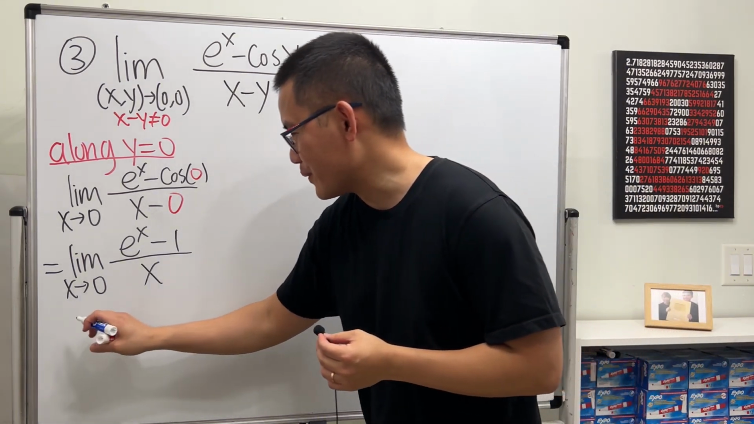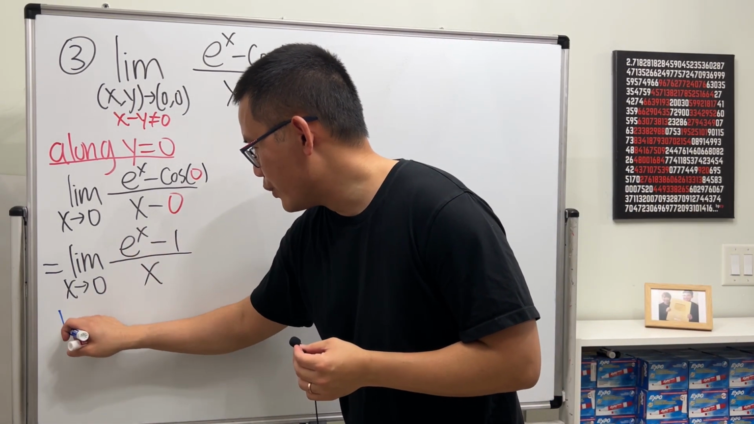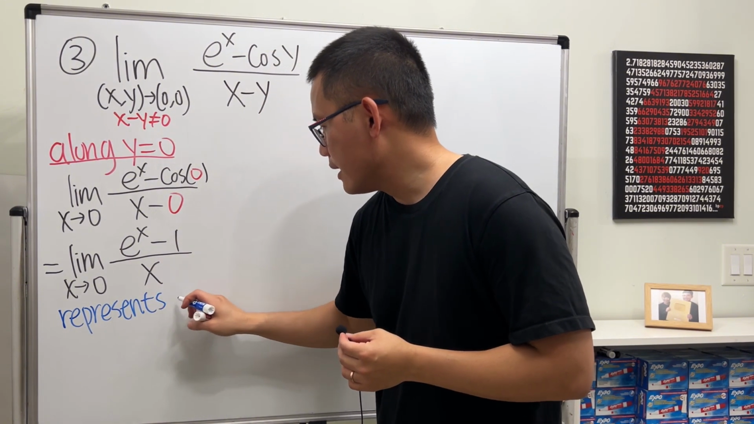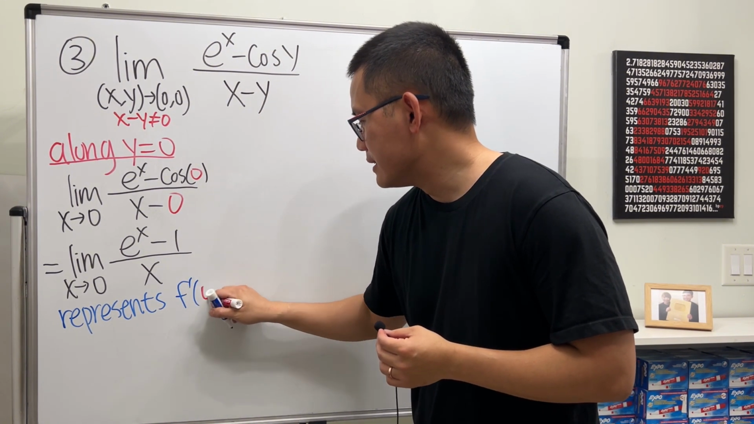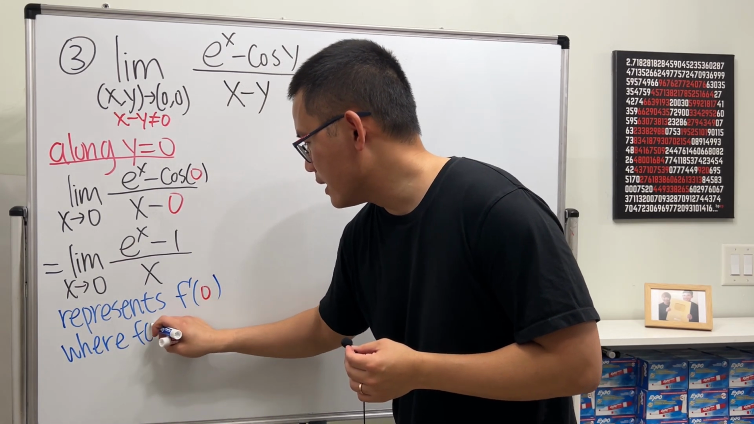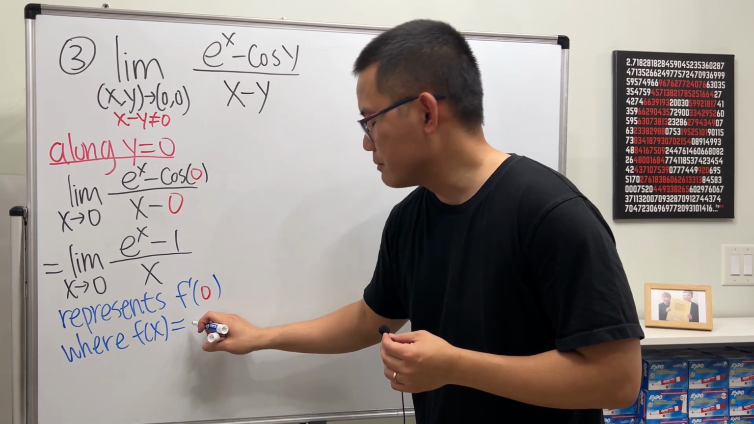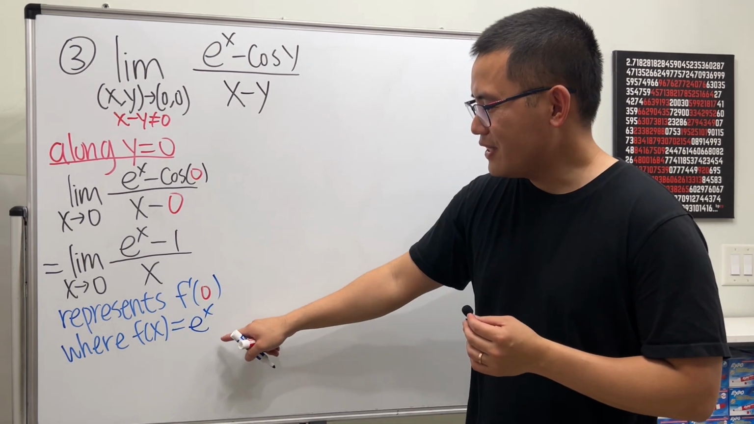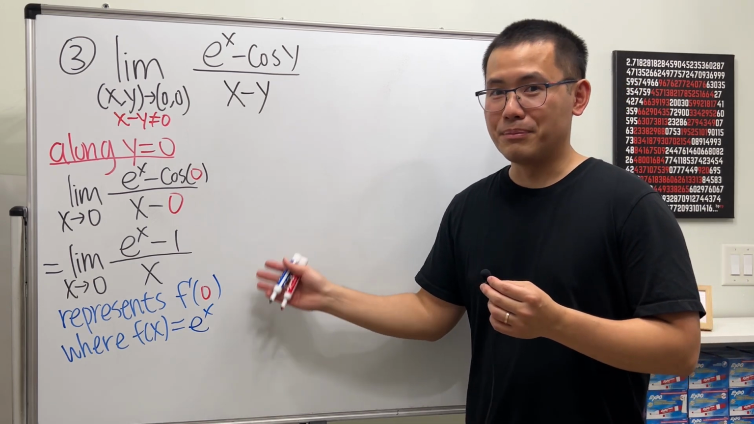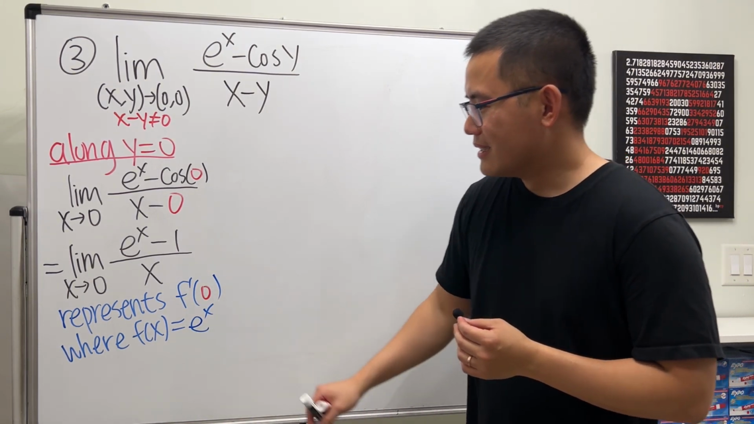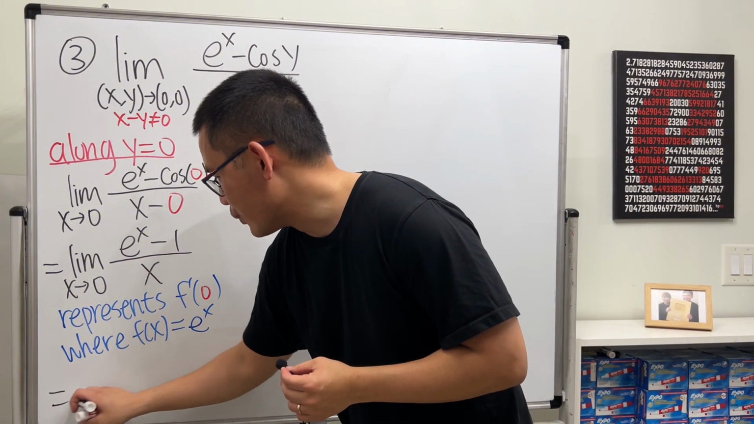But I will still write this down for you guys. This limit represents f prime of 0, where the function is f of x, where the function is e to the x. And then if you differentiate this one time, you get e to the x, and then plug in 0, you get e to the 0, which is 1. So this right here is equal to 1.